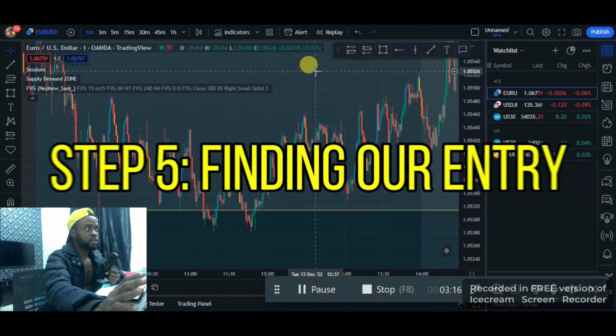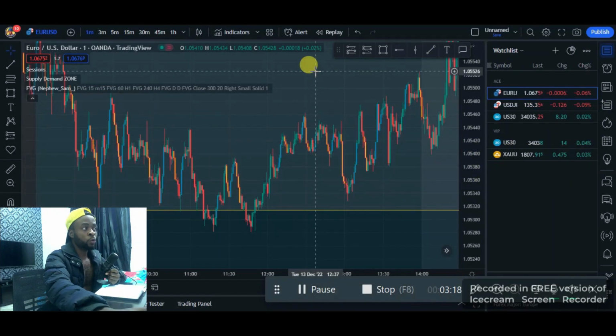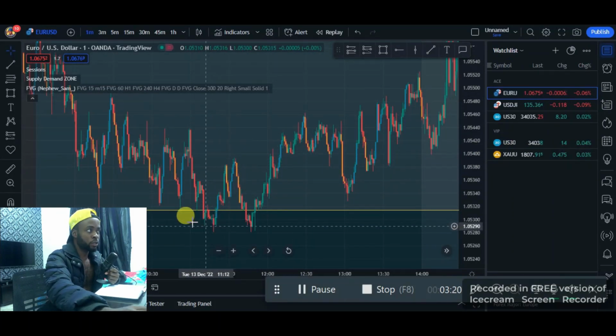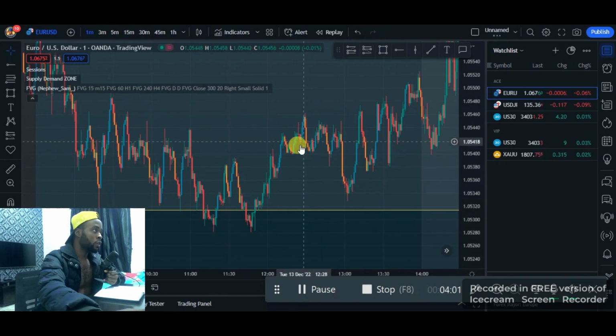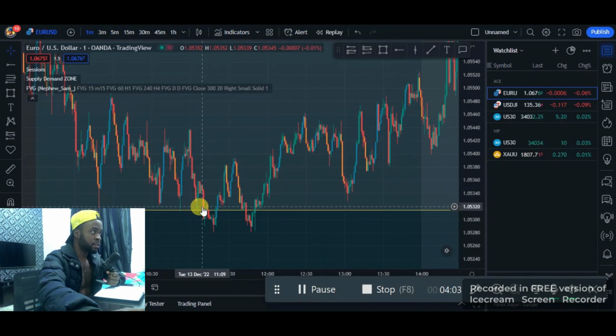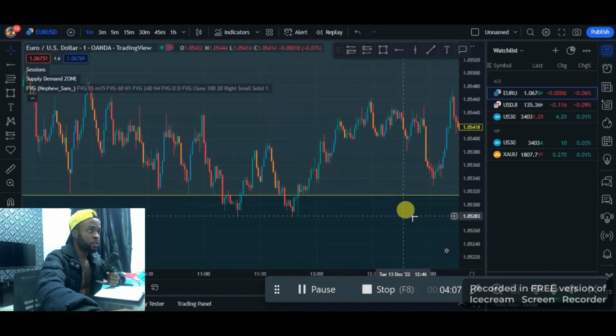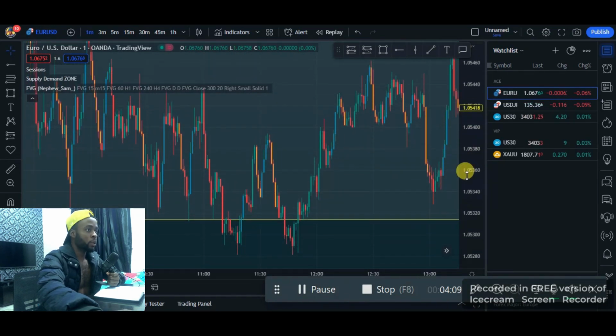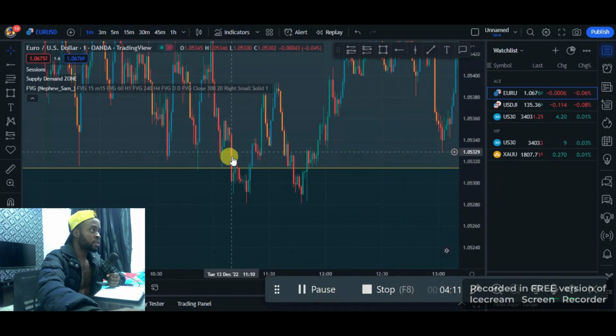So what is going to be our entry? We will not just blindly take a trade because we saw this fake out. After we see this breakout, this fake out move, we want to see a retracement. Let me zoom in a little bit so you can clearly see what I'm talking about. We saw this retracement, this 2 candlestick retracement.